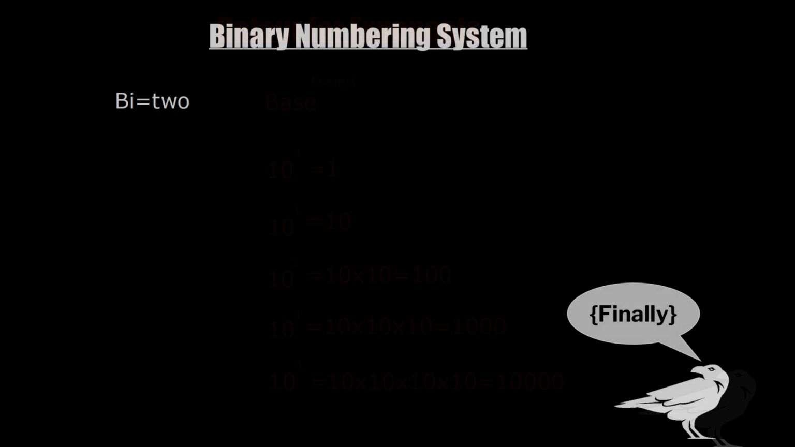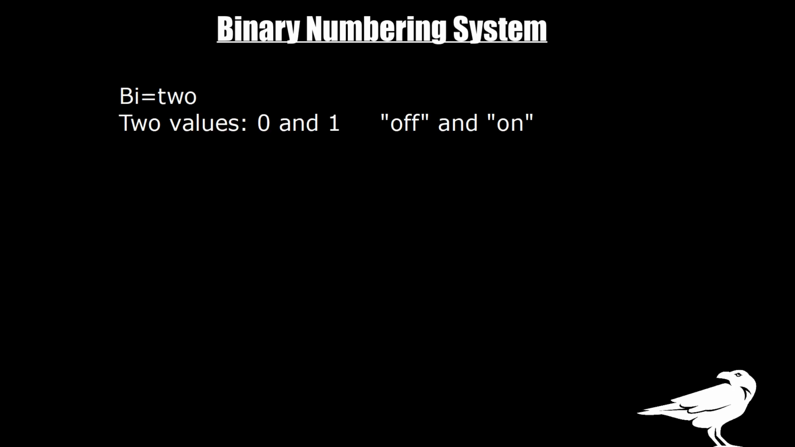Now let's look at binary, the tricky one. With binary, bi is short for 2, and there's only 2 values in the numbering system, 0 and 1. And the reason why is because a computer is a glorified light switch. It's either on or it's off.